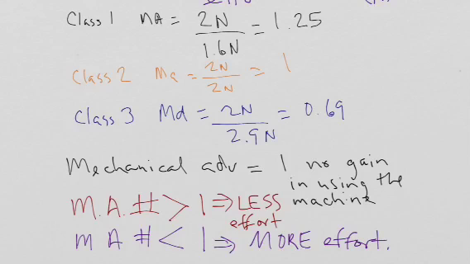Okay? That is mechanical advantage. It is always the load divided by the effort, and that gives us the actual number. If the number is greater than 1, yes, less effort. If it's 1, same effort. If it's lower than 1, more effort. Okay?